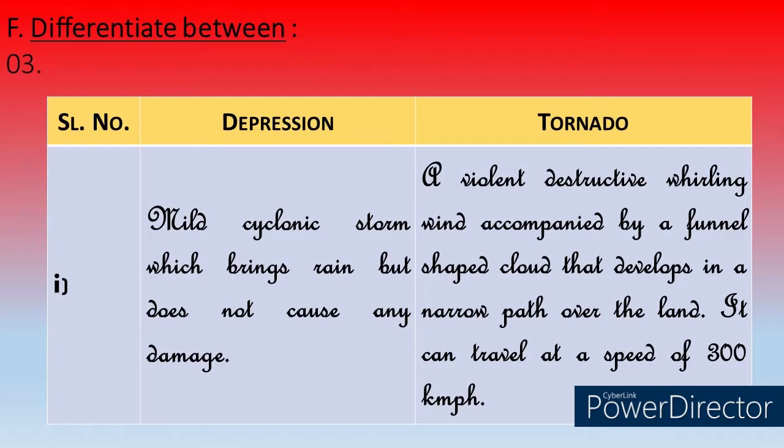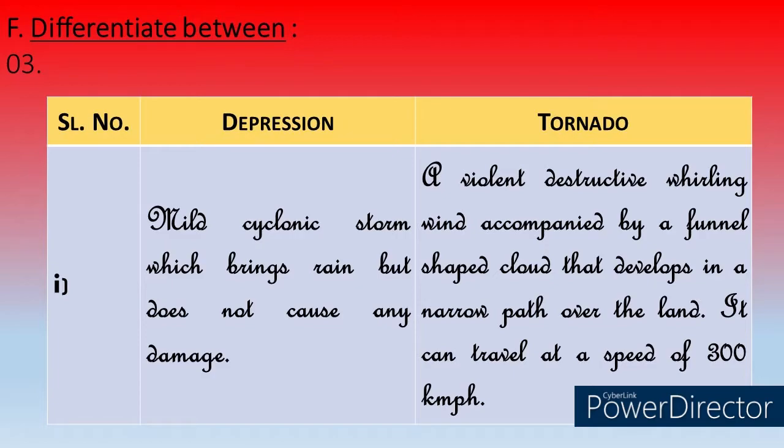In the beginning I said most of them cause destruction or damage, so you have some exceptional cases everywhere. Like that, depression is a cyclonic storm, but it is a mild cyclonic storm which brings rain and does not cause any damage.